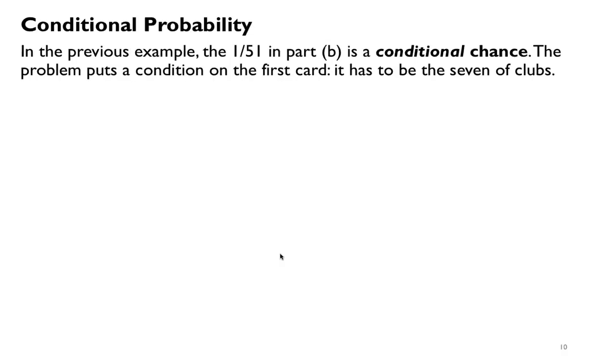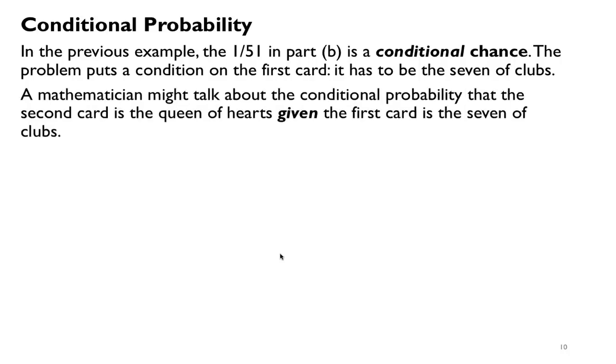Okay, so what is conditional probability? In the previous example, especially in part B, the 1 over 51 is actually a conditional chance. The problem puts a condition on the first card: it has to be the 7 of clubs. So a mathematician might talk about the conditional probability that the second card is the Queen of Hearts, given that the first card is the 7 of clubs. So again, given that the first card is the 7 of clubs, what's the chance that the second card is the Queen of Hearts? This is conditional probability.